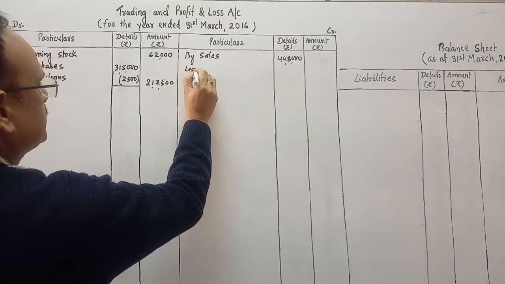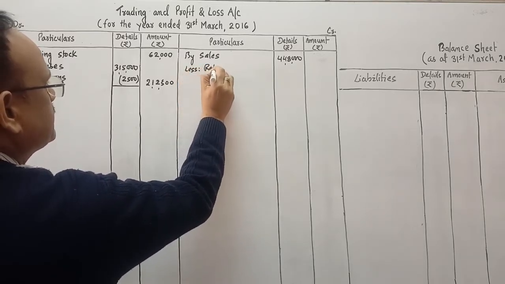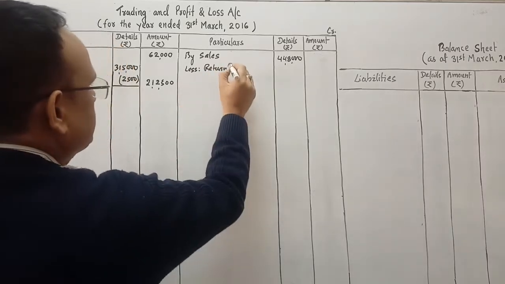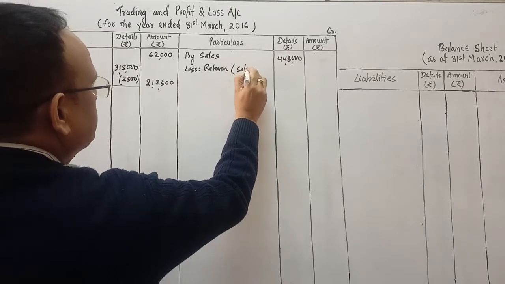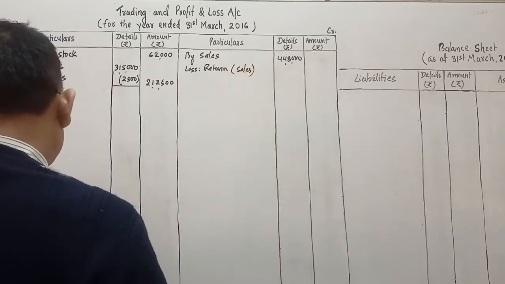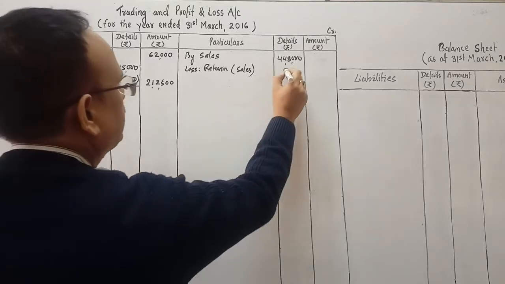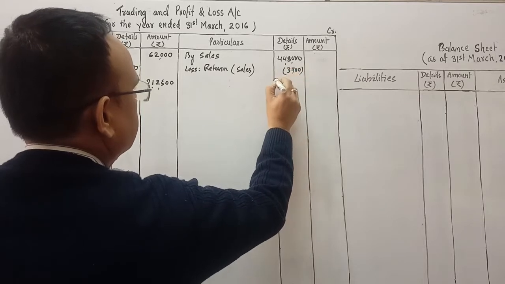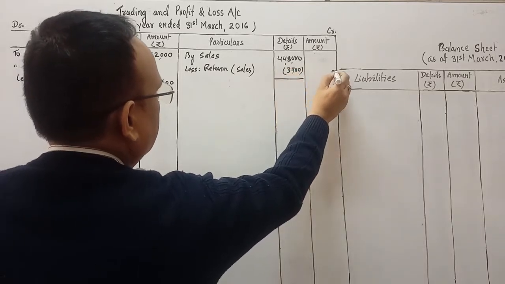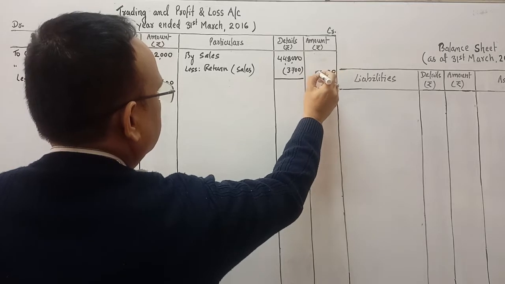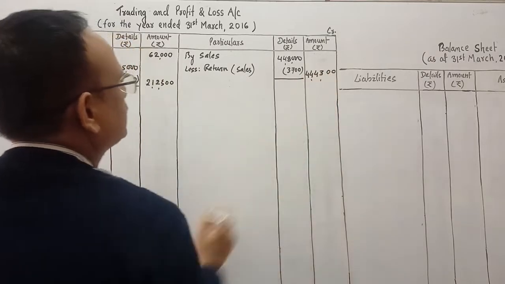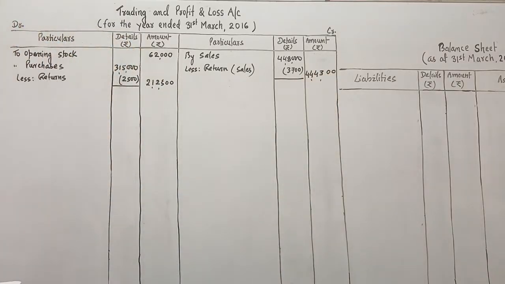Less returns. Returns here means sales return. The return which has a debit balance is sales return. Sales return has a debit balance, that is 3,700. Then write the amount in the outer column after deduction. So it is 4,44,300. Now come to the next.